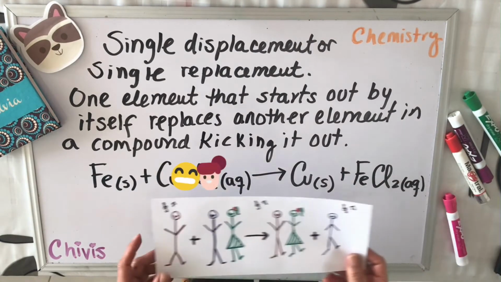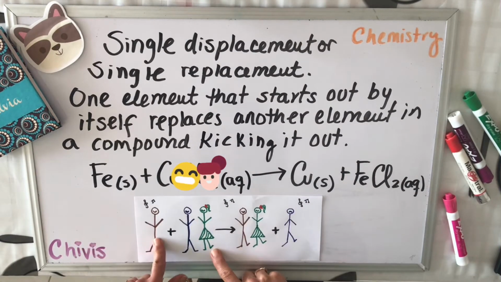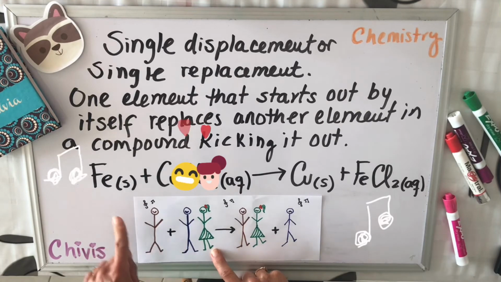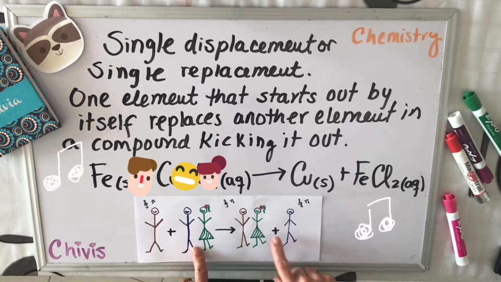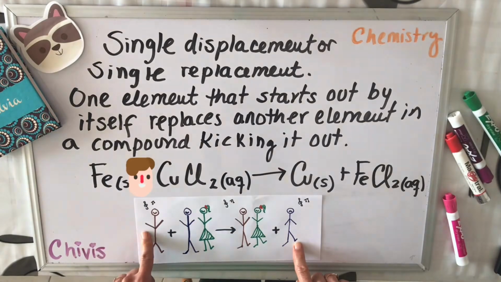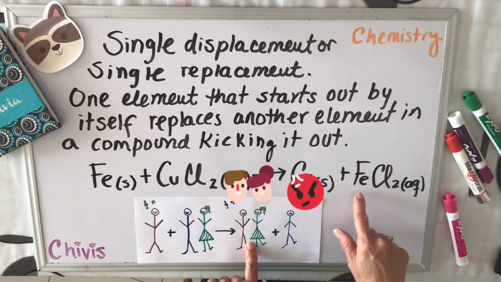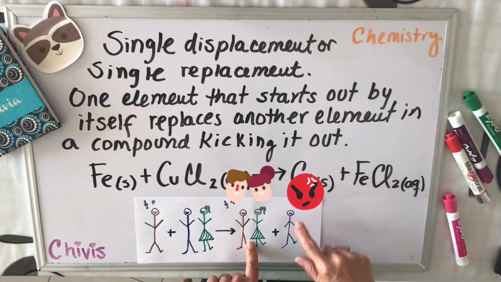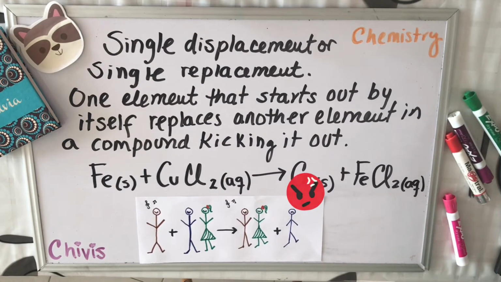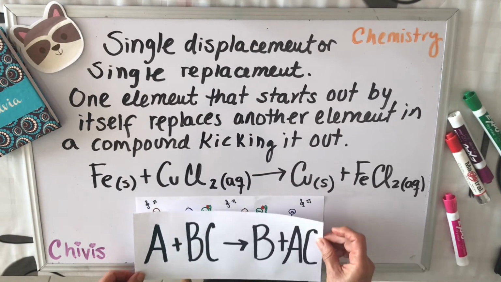Here we can see an example. We have a very happy dancing couple, and suddenly another guy wants to dance with the girl. Then this guy kicks out her partner, and finally he ends up dancing with her.